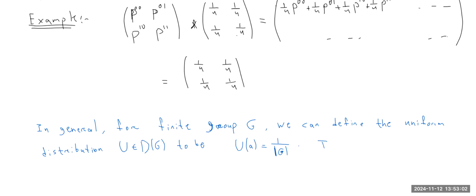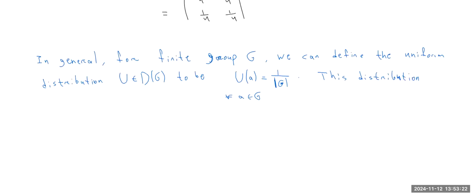And it has the following property, for every a in G. This distribution has the property that we explained by the example, which one can prove in general. If we take U and do the convolution with any distribution, it will be U, from this side or this side, it doesn't matter.